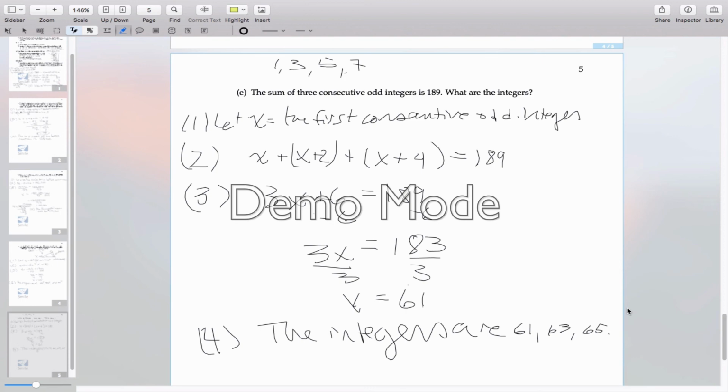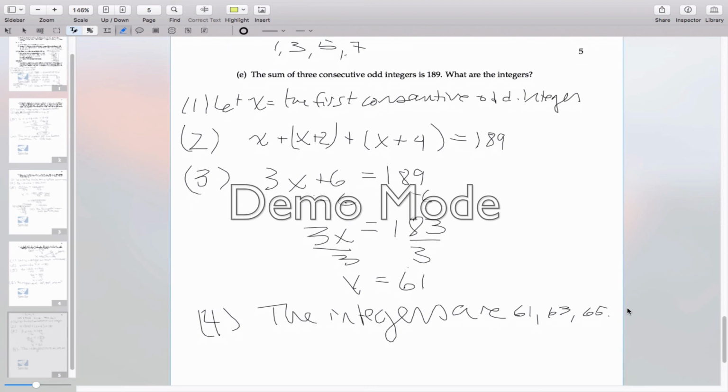So those are several different examples of word problems solved using the 4-step problem solving process.